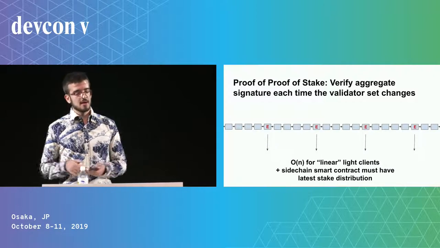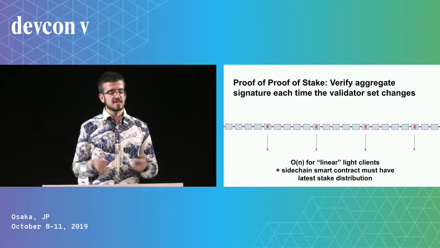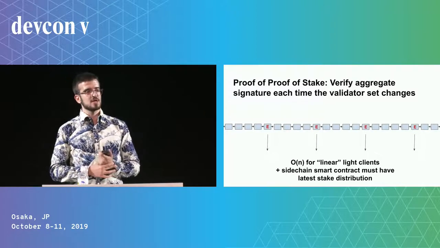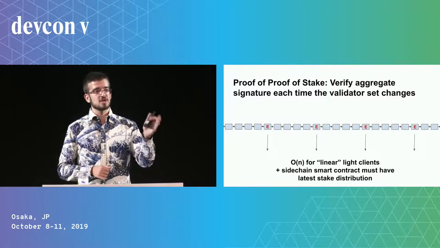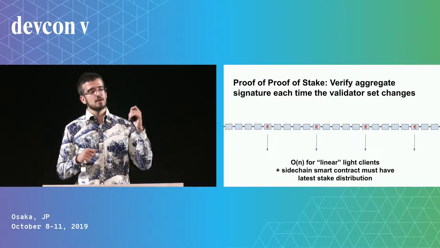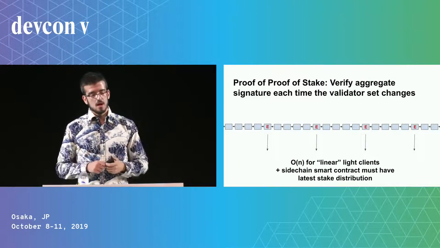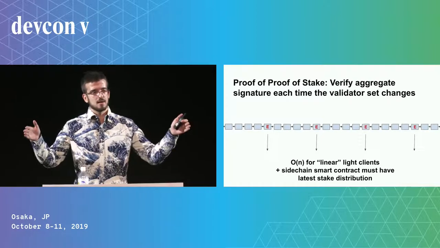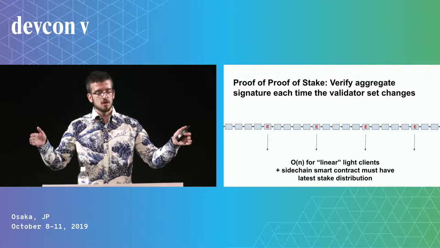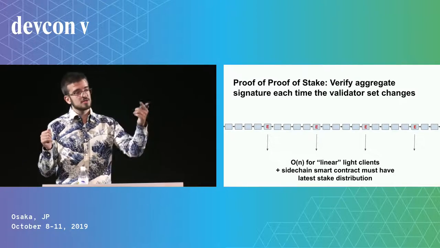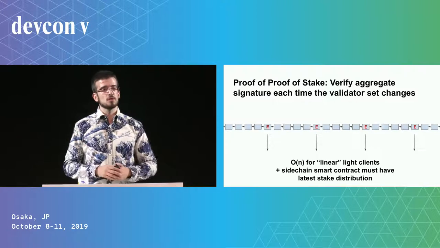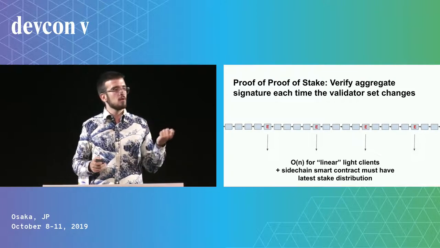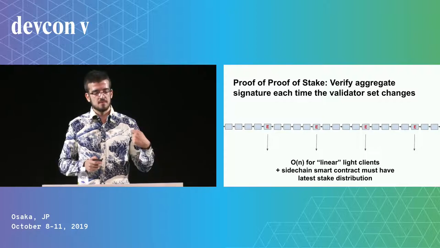So how does this look? How am I going to do a proof of proof-of-stake? I will pick some blocks every so often, and I will check that each time the validator set would have changed in this proof-of-stake sidechain, they signed the latest block. This means that it's linear, because I still have to give you proofs linear to the size of the chain, but also the sidechain smart contract or the light client must always be aware of the latest stake distribution, because how will I know who the two-thirds are that I'm receiving the signatures from?